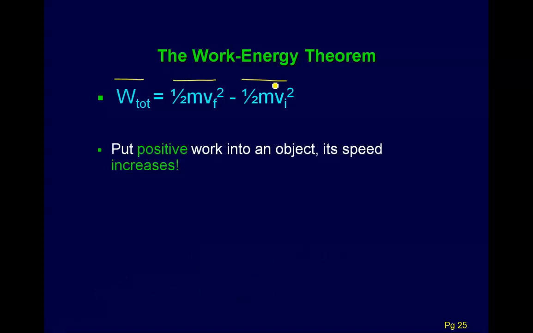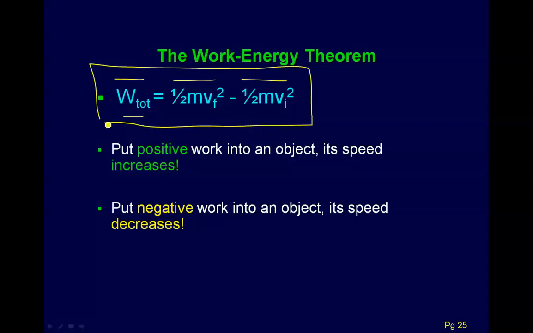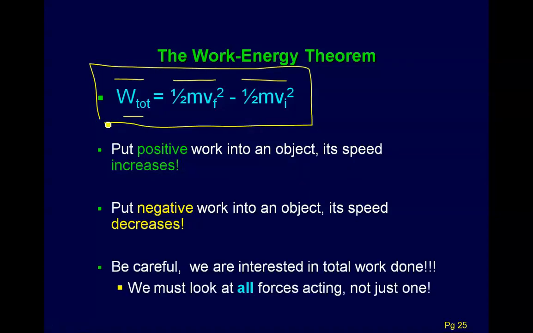So if positive work is put into the object, so the total work is positive, the velocity will increase, the speed increases. If the work total is negative, its speed decreases. And how you find out exactly how much it increases or decreases is with this equation over here. Now, one thing just to be real careful of is we're interested in all the work, the work of all the different forces. So make sure that you find all the forces. That's probably the biggest thing that can go wrong with this.